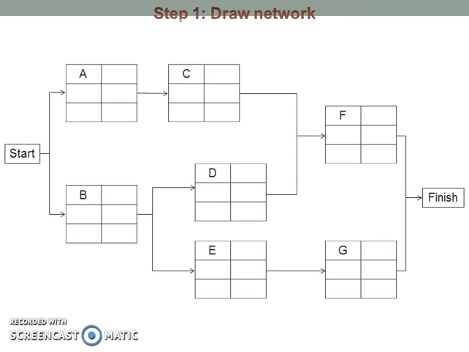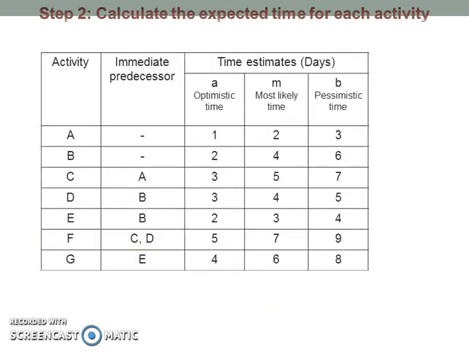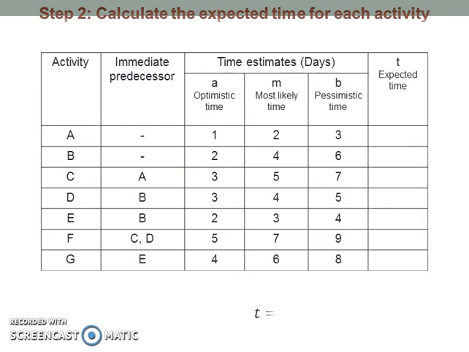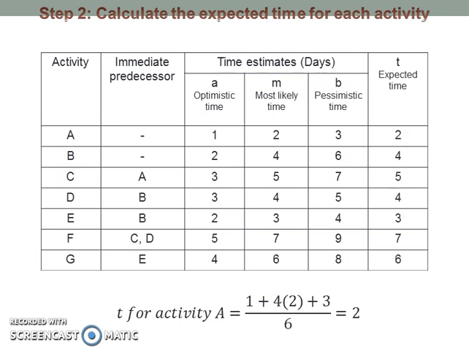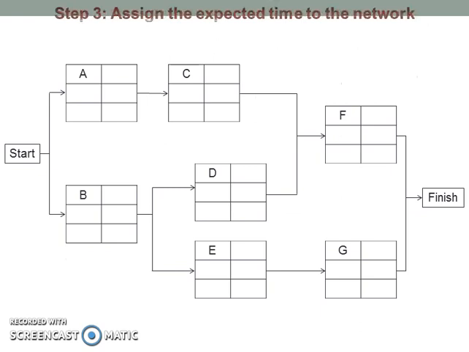After the network is drawn, calculate the expected time for each activity. The expected time for an activity is calculated by using the formula (a + 4m + b) divided by 6. For example, the expected time for activity A is calculated by taking (1 + 4 times 2 + 3) and dividing this by 6. After the expected time for each activity is calculated, assign the expected time to the network. The expected time of an activity is put here in the box.